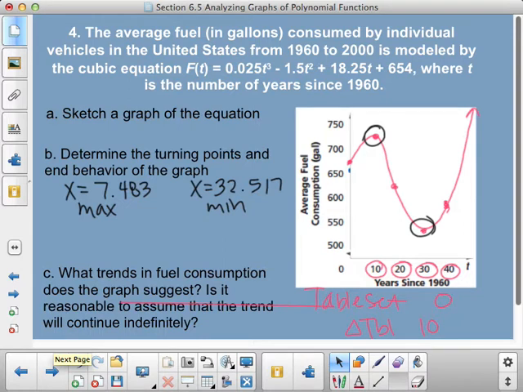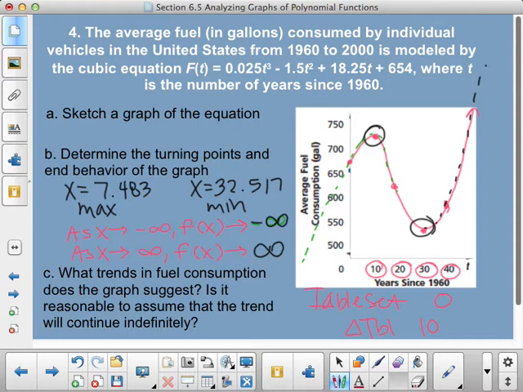Then it also says end behavior. So you need to determine the end behavior of the graph. So that means as x is going to -infinity, what's happening to my y values? And as x is going to +infinity, what's happening to my y values? Well, if I go ahead and look at my graph, as x goes to -infinity, so as we look to the left, my y values are going to keep going down, so they're going to -infinity. And if I look to the right, my y values are going to keep going up and up and up, so that one's going to infinity. So as x goes to -infinity, my y's go to -infinity. And lastly, as x goes to infinity, my y values go to infinity.